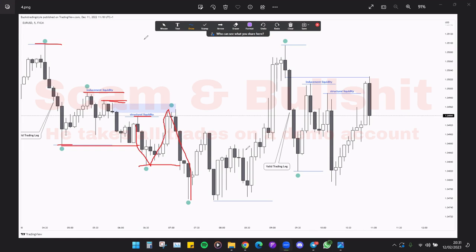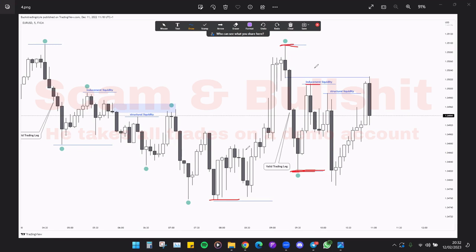Then let's continue still on this chart. We had this low, we had this high, we had this low right here, this high to this low. When price broke the structure right here, this high that broke the structure is an external structure.